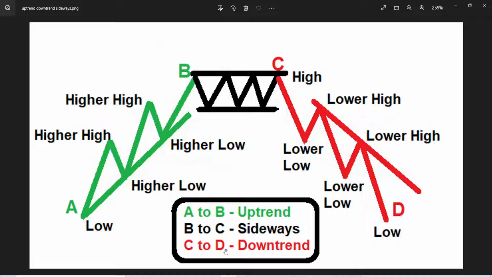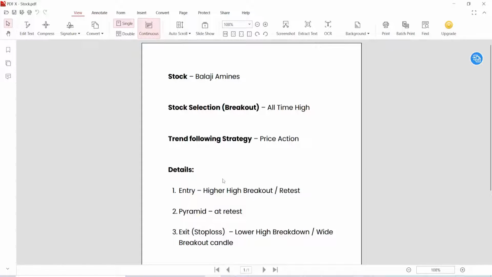And in this video, we are going to backtest a stock which has a similar structure. The stock we are going to backtest is Balaji Amines. The criterion for the stock selection for this backtesting is all-time high. All-time high means the price hasn't reached that level ever before. And the strategy we are going to use is price action.